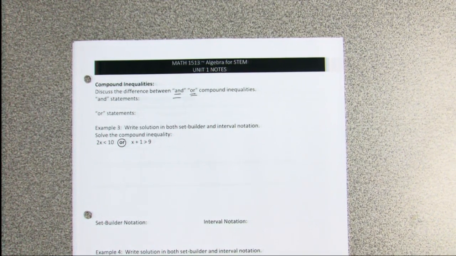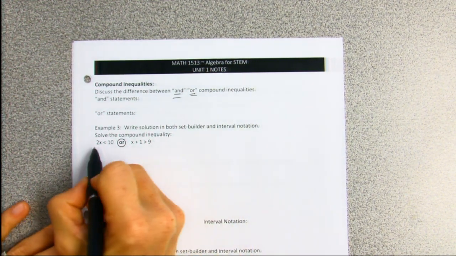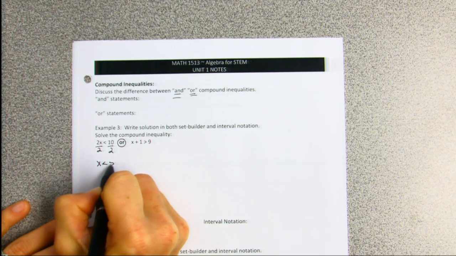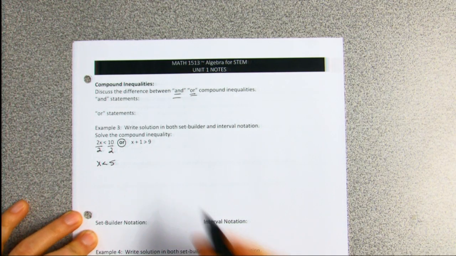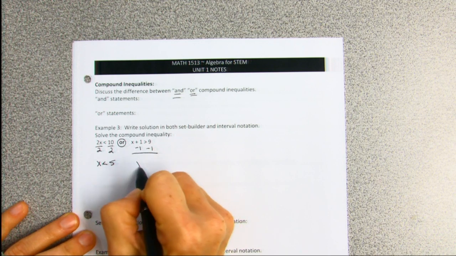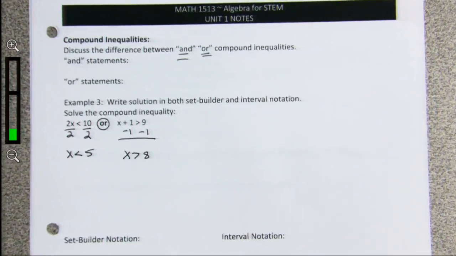Okay, so the or inequality, you just solve, right? We divide by 2, so x is less than 5. Over here we're subtracting 1. We have x is greater than 8. Zoom in a little bit so you can see that a little better.